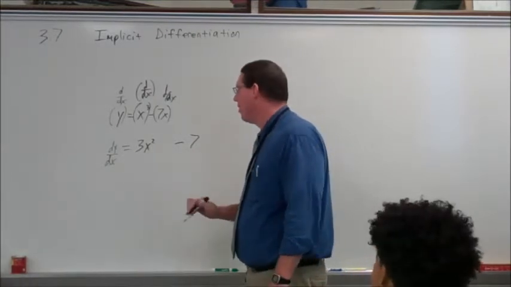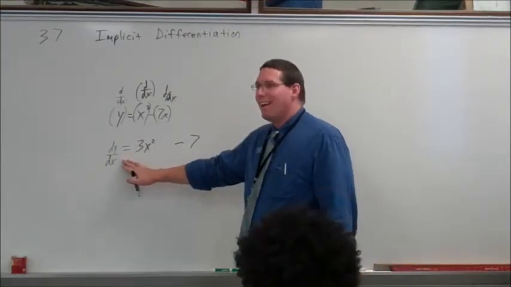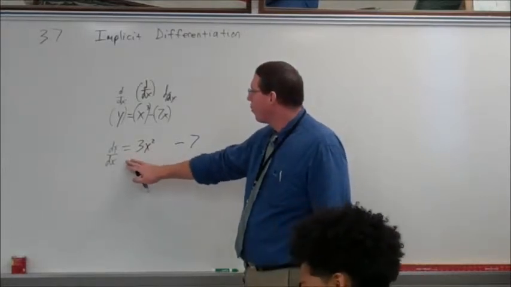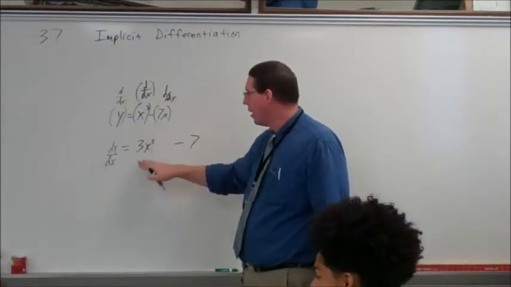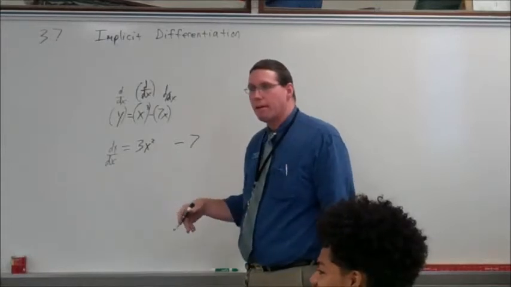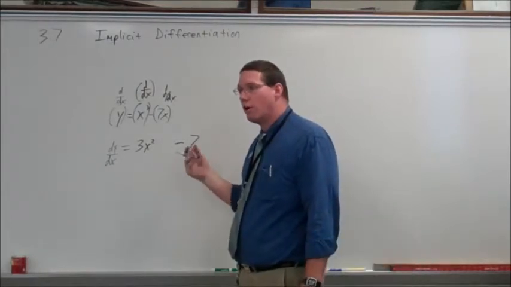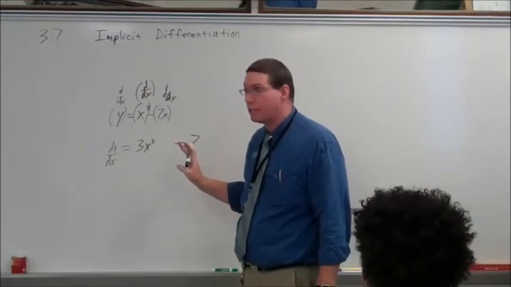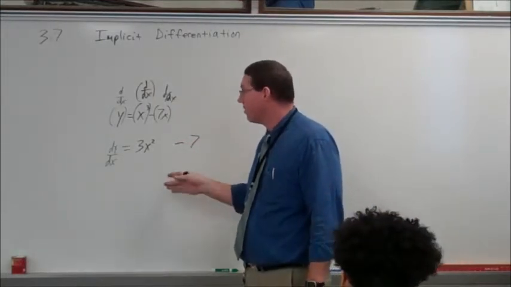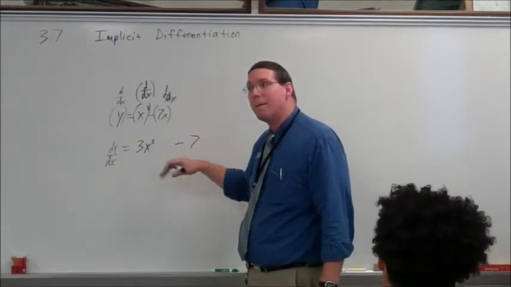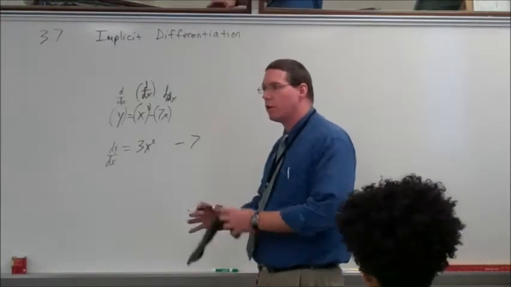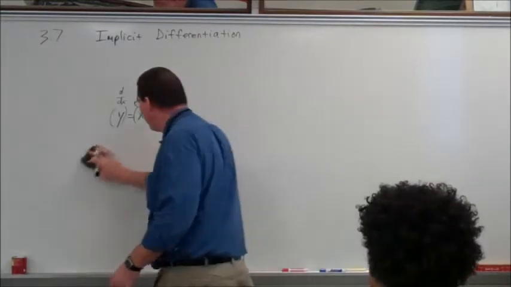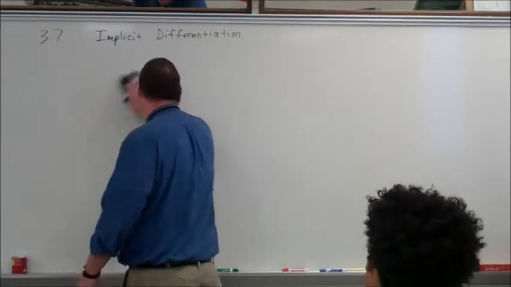Okay, so the derivative of this function is 3x squared minus 7. Now, that was the long, annoying way we will never use for explicit differentiation, or excuse me, for finding the derivative of an explicit function. But now we are going to use that procedure for finding the derivative of an implicitly defined function.